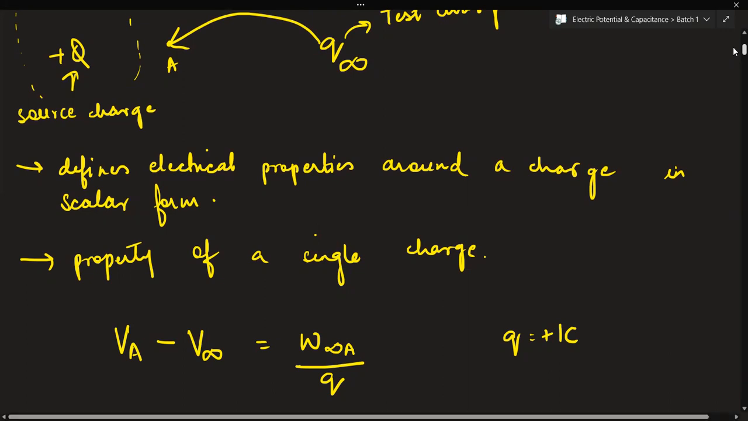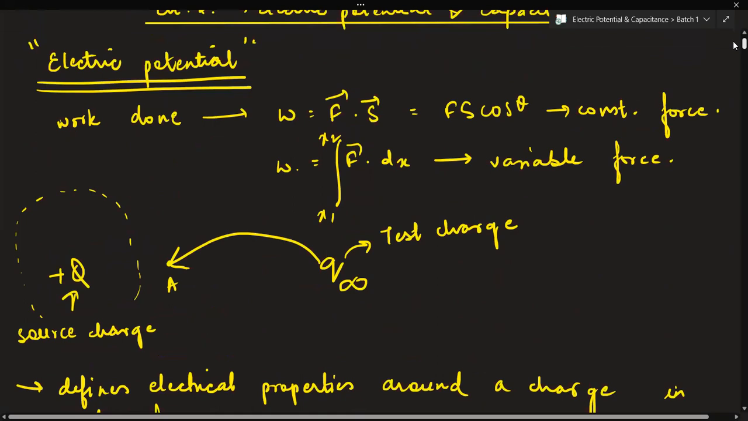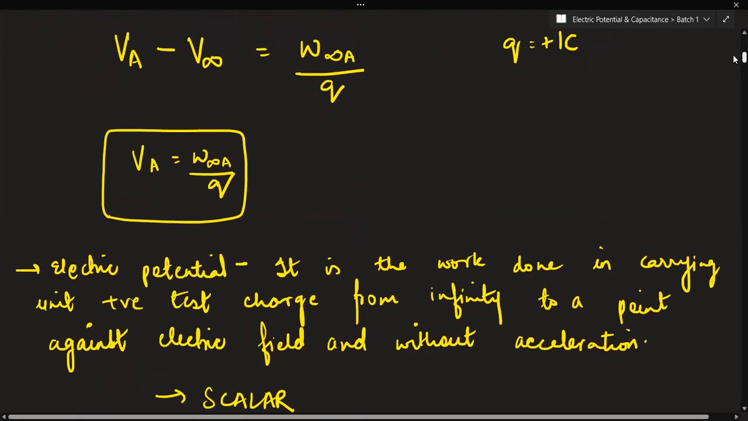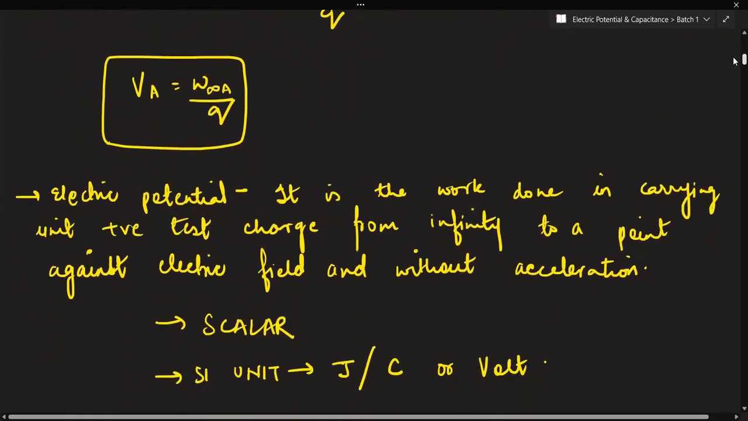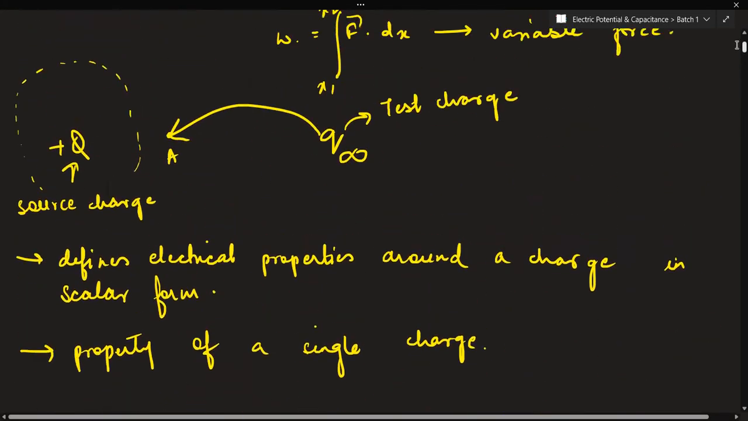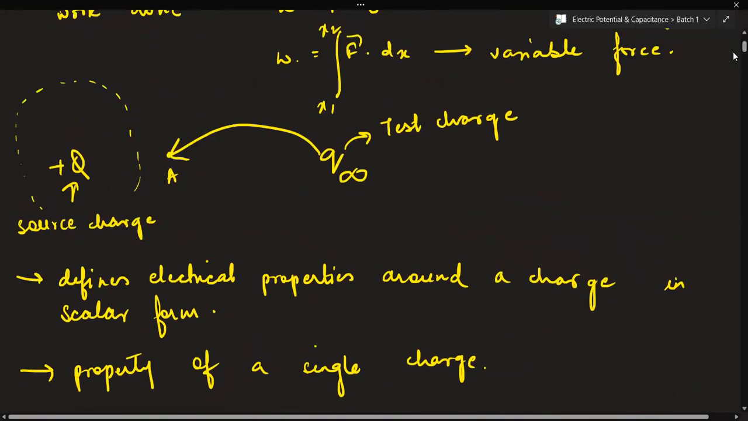In your examination, if the definition comes, you have to mention this formula along with the definition, otherwise your marks will be deducted. Definition, scalar or vector, SI unit: these three have to be written everywhere. Formula and the properties you write depending on the marks. Because these questions are usually not of a very high score, 2 to 3 marks only.